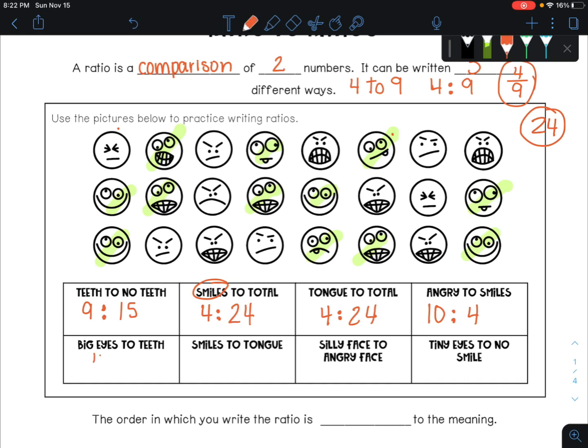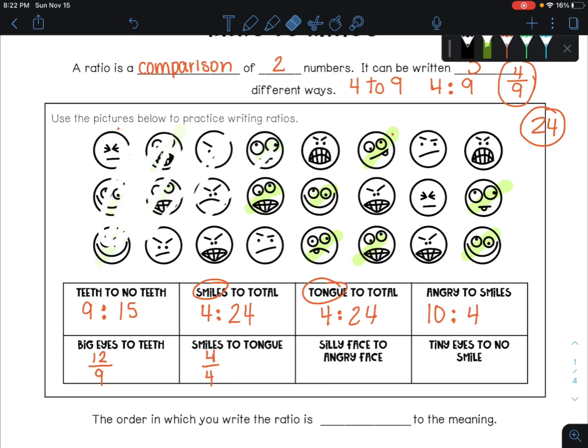I'm going to write them as fractions this time. And then the number of teeth was 9 from right here. Smiles to tongue. Well, we had smiles as 4. Tongue was also 4. So writing it as a fraction, this makes me think of the number 1. We're not going to do that right now, but writing it as a fraction is very useful in terms of simplifying.